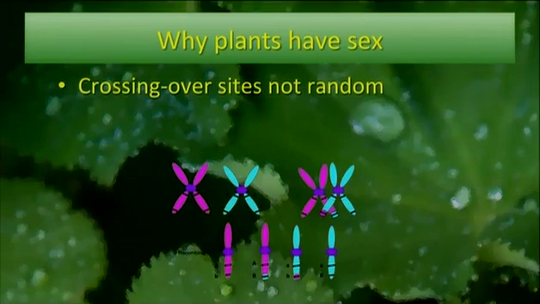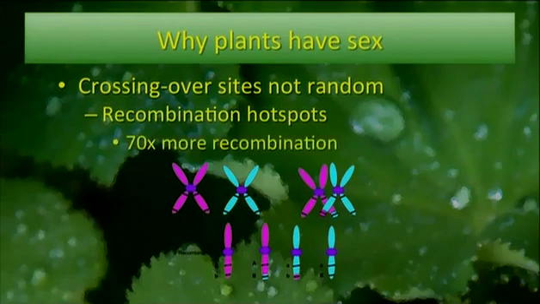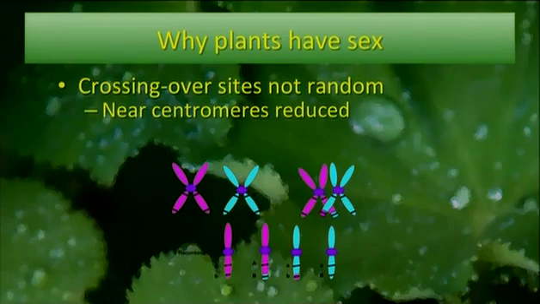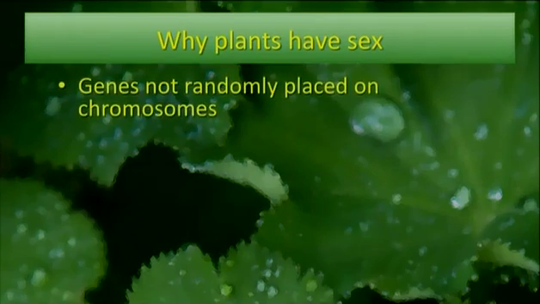So the crossing over sites are not random. They're actually recombination hotspots, or places where chromosomes are 70 times more likely to recombine at certain places. The areas near the centromeres are areas of reduced crossing over. So they think maybe genes are not randomly placed on chromosomes. It may be that important genes tend to be closer to the centromere.